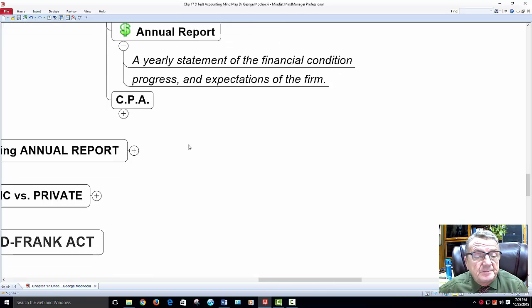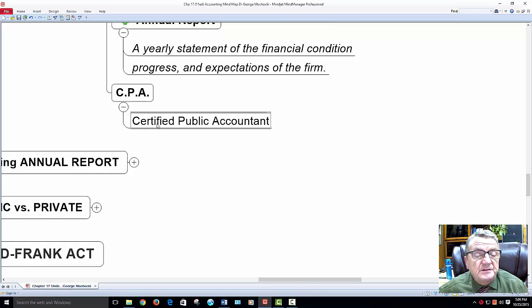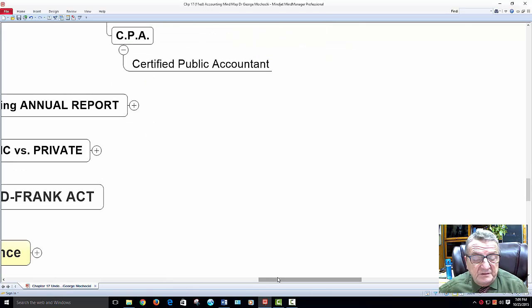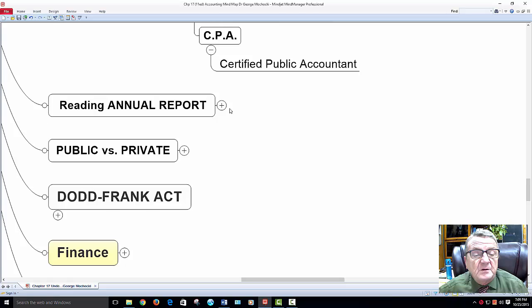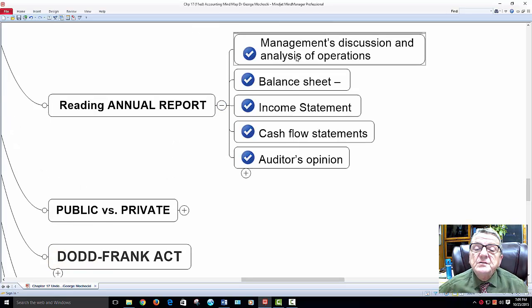Okay, now the CPA here is Certified Public Accountant. So now let's look at this one. We're going to look at reading the annual report. When you look at the annual report, you look at managers' decisions and analysis of operations.